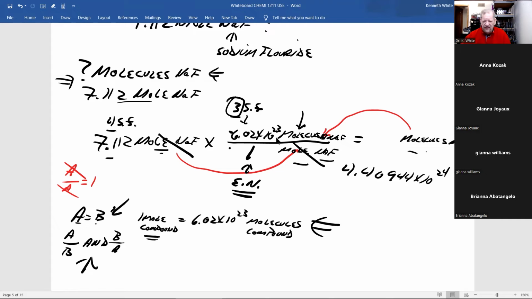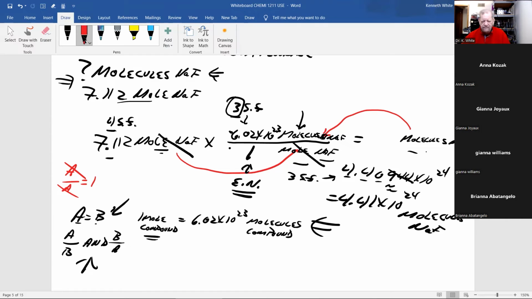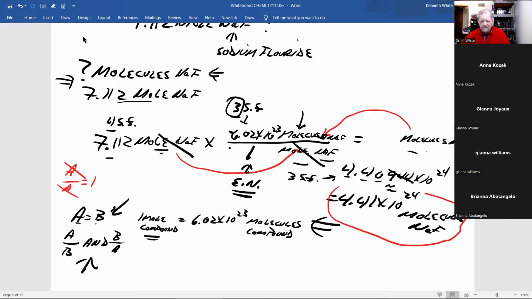So the lowest number is 3. We have to round this off to 3 significant figures. Keep the 4, keep the 4, keep the 0. That's my 3. Use that to round off. It's 9 or higher. So the correct answer is 4.41 times 10 to the 24th molecules of sodium fluoride.